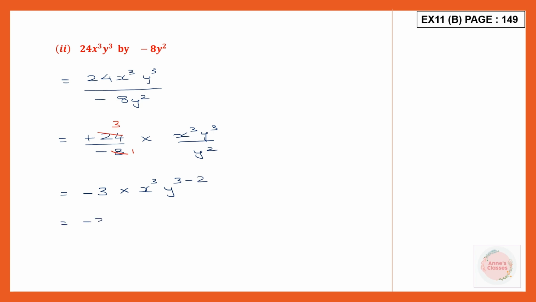So here we'll have minus 3 into x cube. Y to the power of 3 minus 2 is y to the power of 1 or y. So minus 3 into x cubed y will be minus 3x cubed y. So this is our final answer.